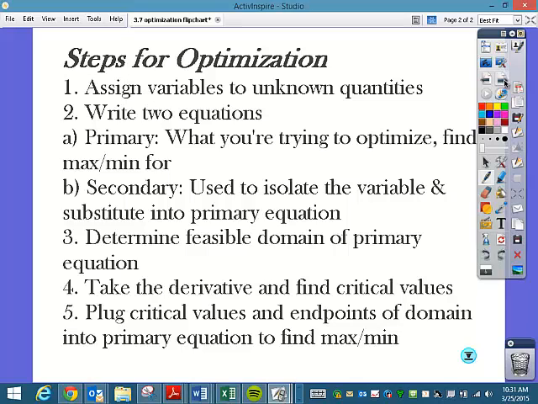Then remember, we're going to have a closed interval, so you plug your critical values as well as the endpoints of your domain into your primary equation to find the max or min. Sometimes we're not going to even worry about that. Later on, after we do enough problems, we'll see that wherever you find your critical value, that ends up being where you have the max or min. So you can plug your critical value back into the original to get the corresponding y value. There you go.